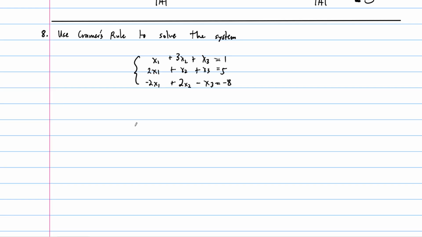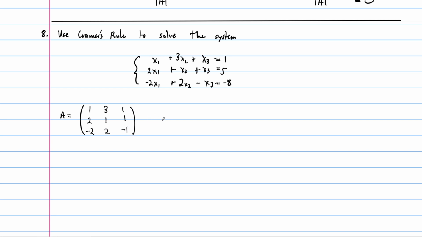All right, let's work on this together now. So the first thing that we should do is write out the coefficient matrix. So it's going to be 1, 3, 1 in the first row. Everything's lined up properly by the variables, right? You always have to check that just to make sure. The second row of the coefficient matrix will be 2, 1, 1, and the third row is going to be -2, 2, -1.